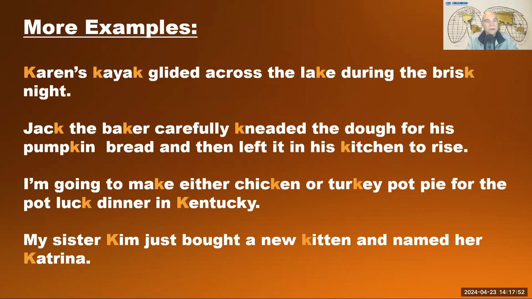Jack the baker carefully kneaded the dough for his pumpkin bread and then left it in his kitchen to rise. I'm going to make either chicken or turkey pot pie for the potluck dinner in Kentucky.